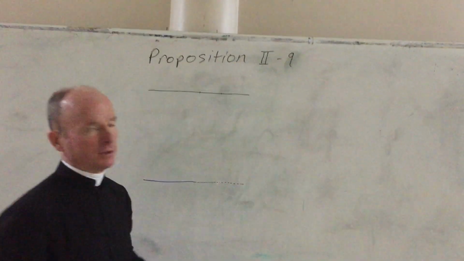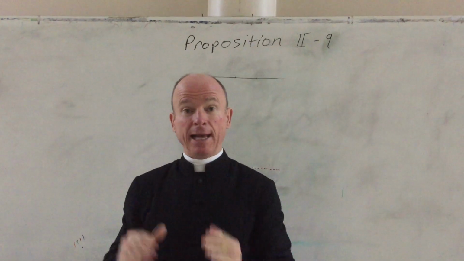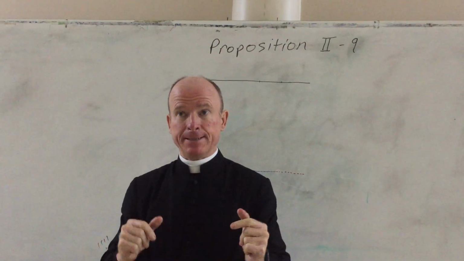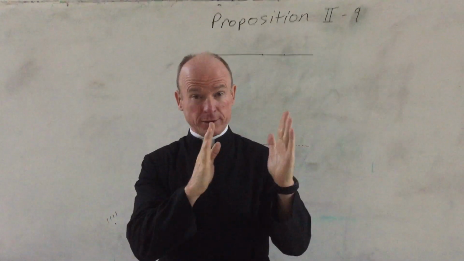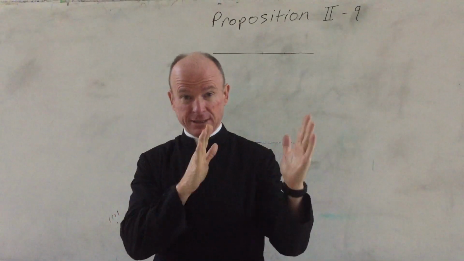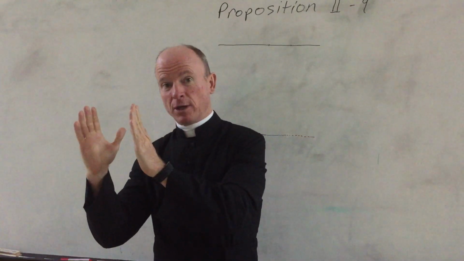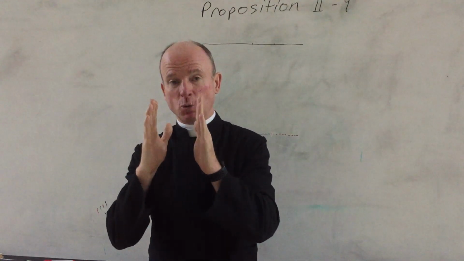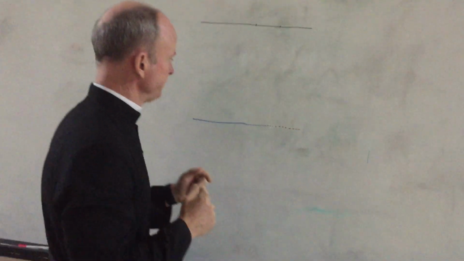Proposition 9, Book 2. If there be a line and it be cut into equal and unequal parts, the squares on the unequal parts together, one plus the other, will be equal to double the square on the half and the square on the line between the points of section, and double that. Right?